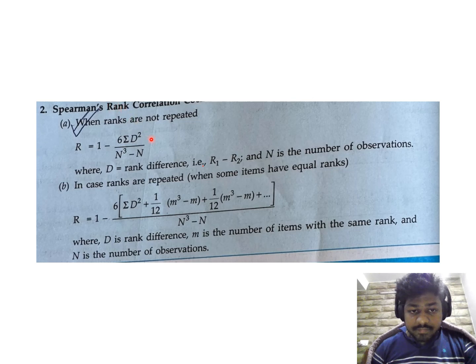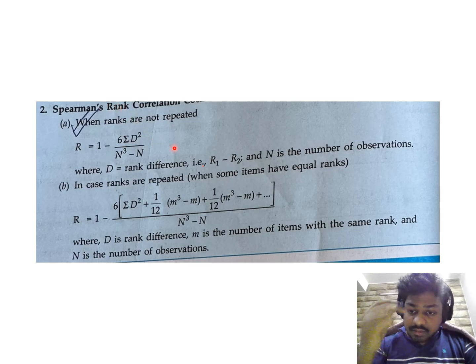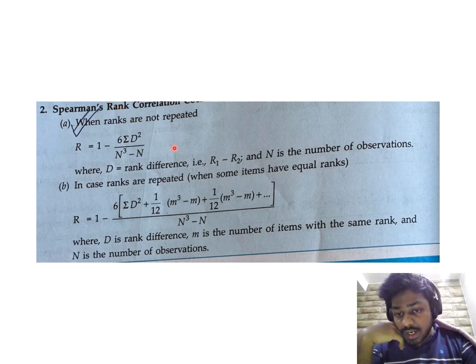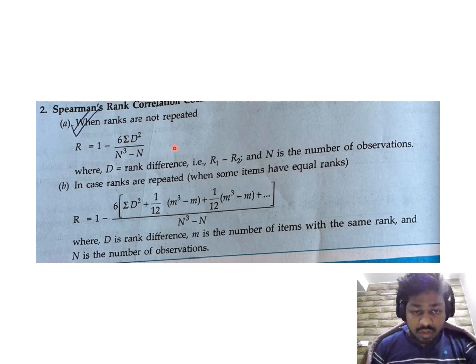Here we see that, let's say, there are two ranks which collide, like the difference d equals 0. In that particular case, we have to use this formula where we add 1 by 12 m cube minus m, plus 1 by 12 m cube minus m, however many times m the rank has been 0. I'll show it to you in the next example.